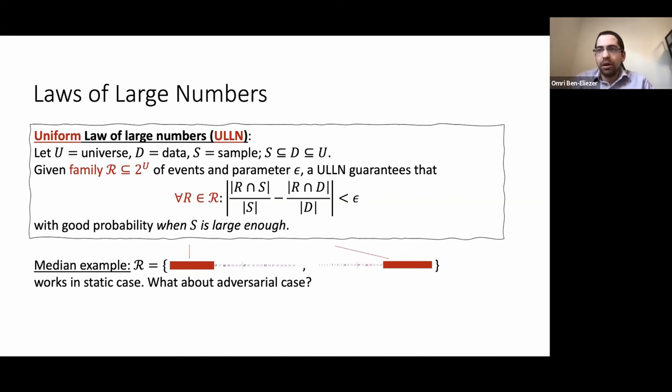More generally, what we are able to show is we can formulate it in the language of a law of large numbers, where a law of large numbers with respect to a family of events basically says that the frequency of any event in the sample is similar to the frequency of this event in the stream.